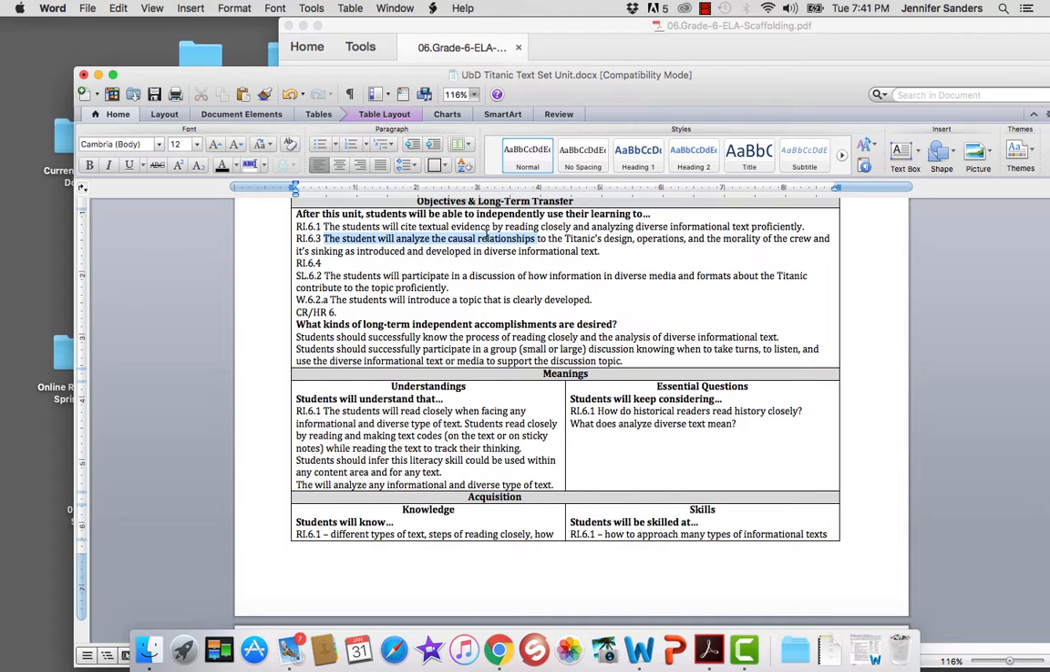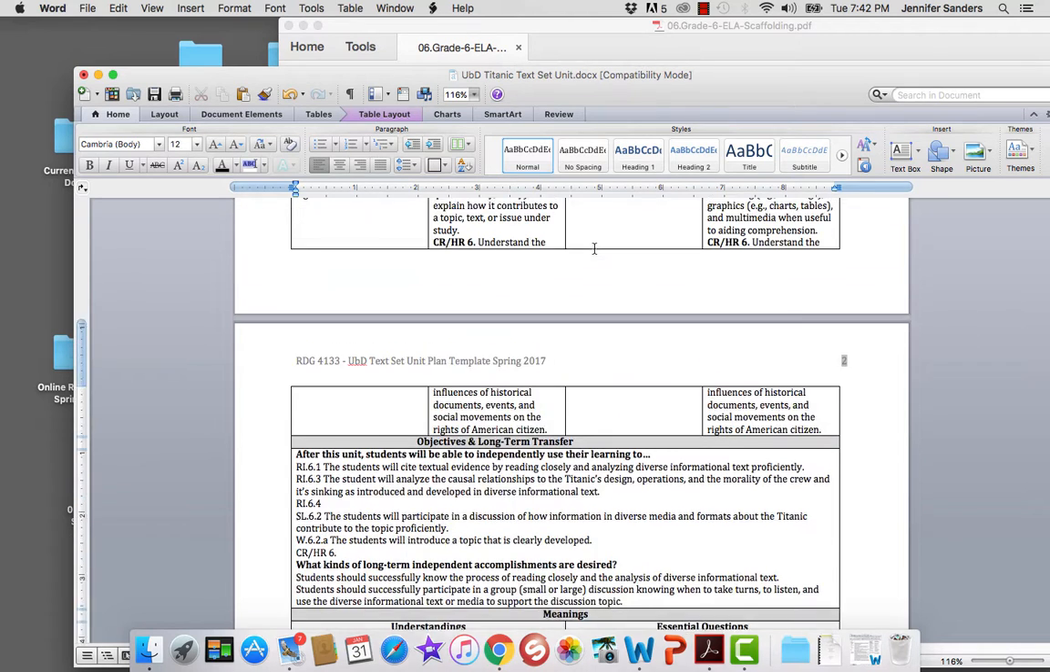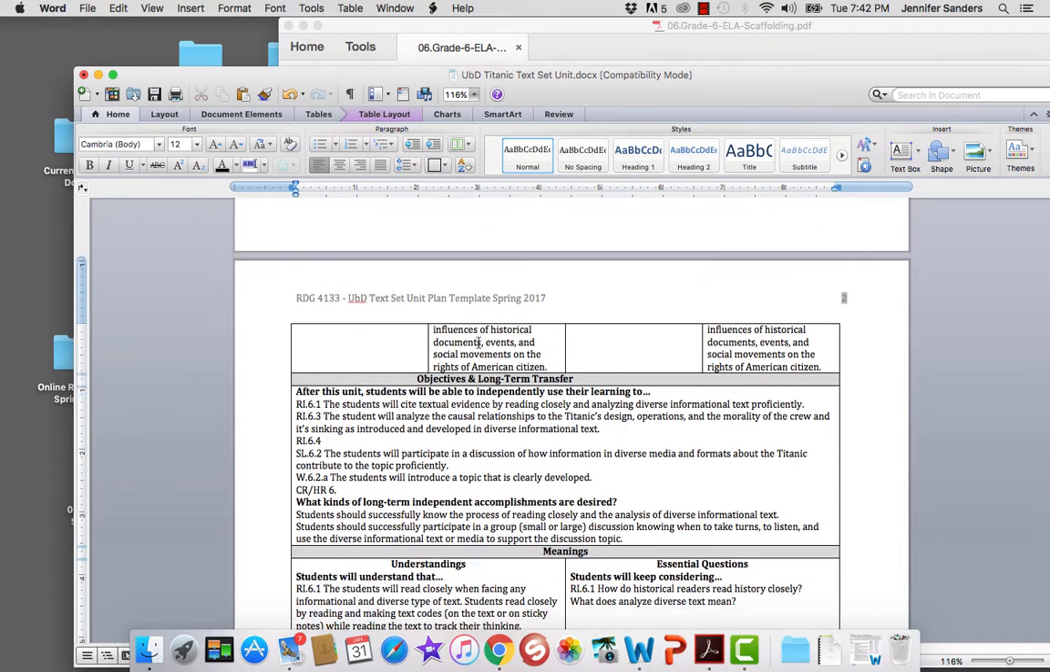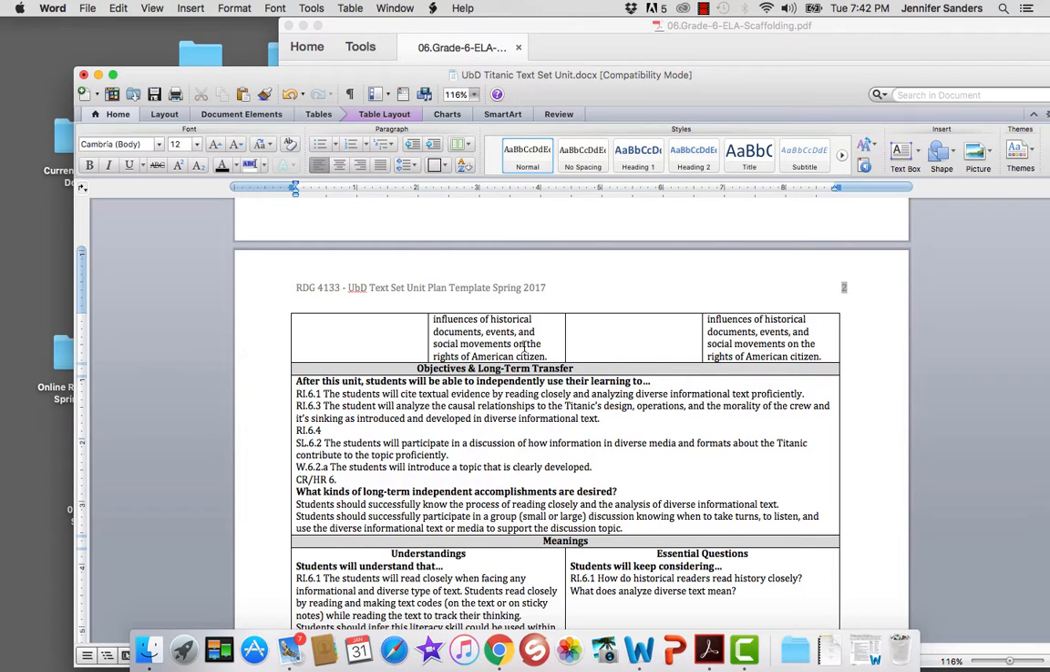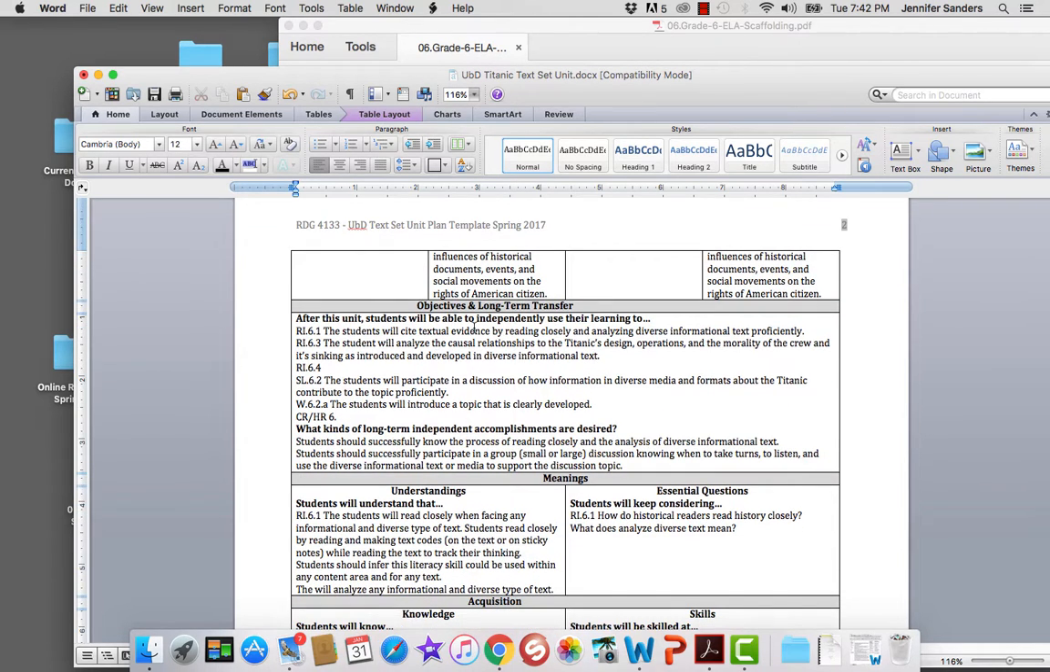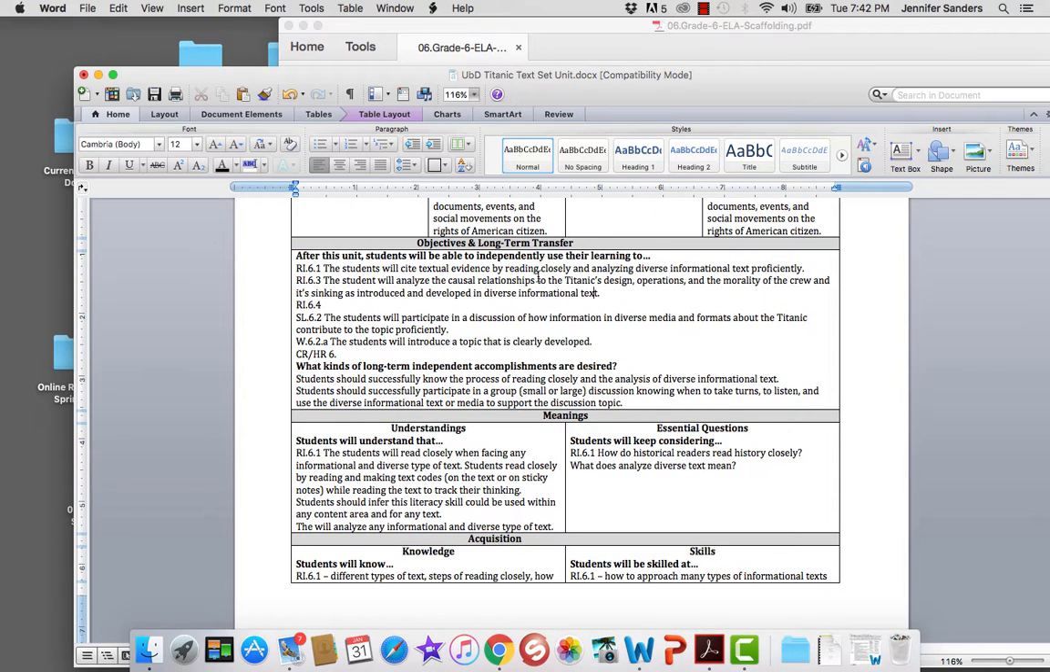Now, when I originally started this, my language arts objective was to analyze the causal relationships. And if you notice, I put the history in here. Well, this is my social studies standard that ties back to my social studies standard. If you go here, understand the influences of historical documents, events, and social movements. Well, I really need to move this because, yeah, I want them to understand causal relationships, but this is not within my language arts. This is more social studies based. So what can I do?